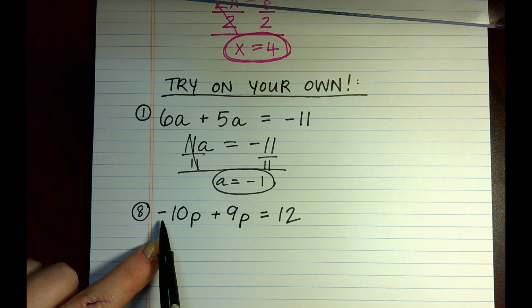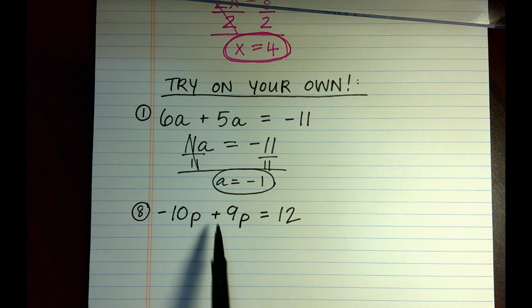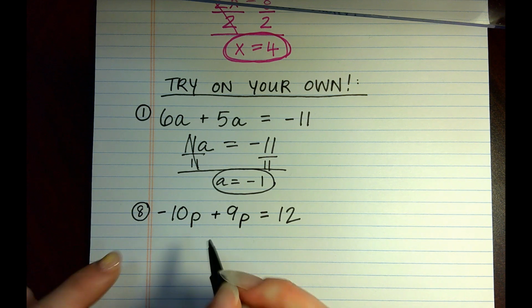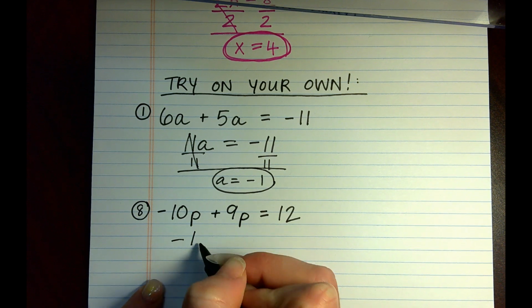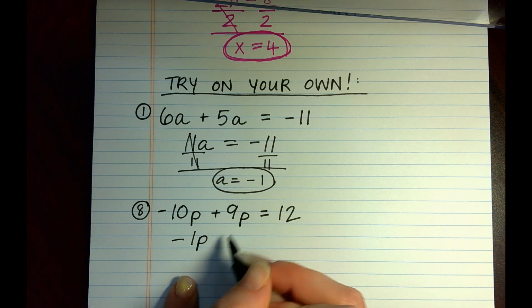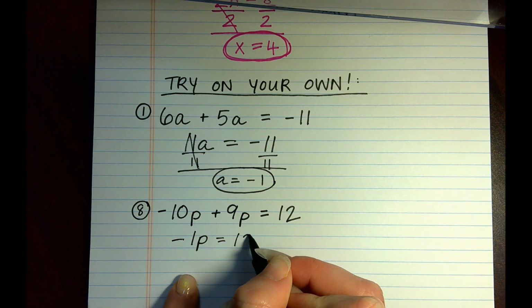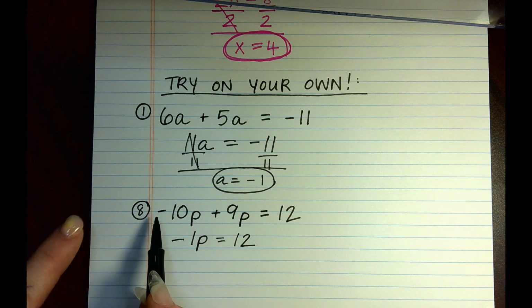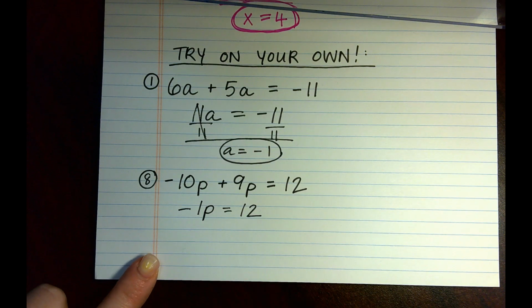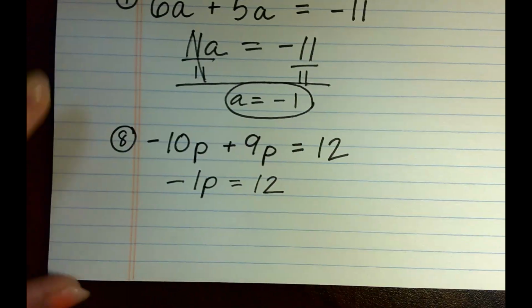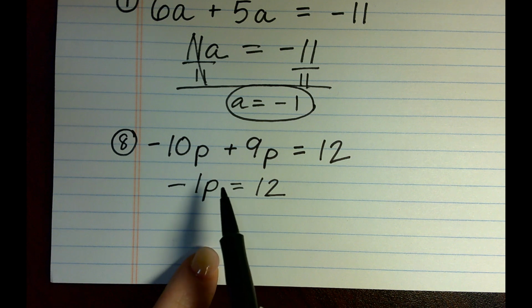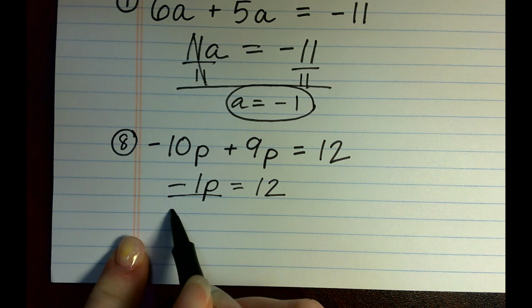Yeah, so let's see. We have negative 10 plus 9, both p. So you are correct. We're going to get negative 1p equals 12. So we just combined like terms here. Now you divide the 1 into 12. Yeah, so now we need to get p by itself. So we divide by negative 1.